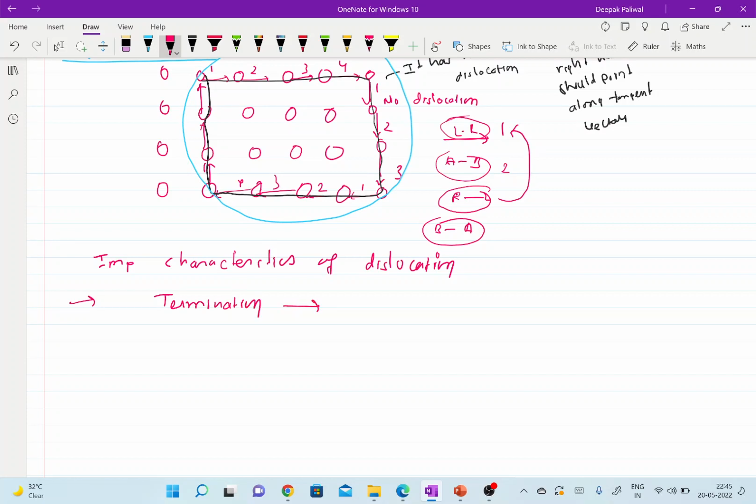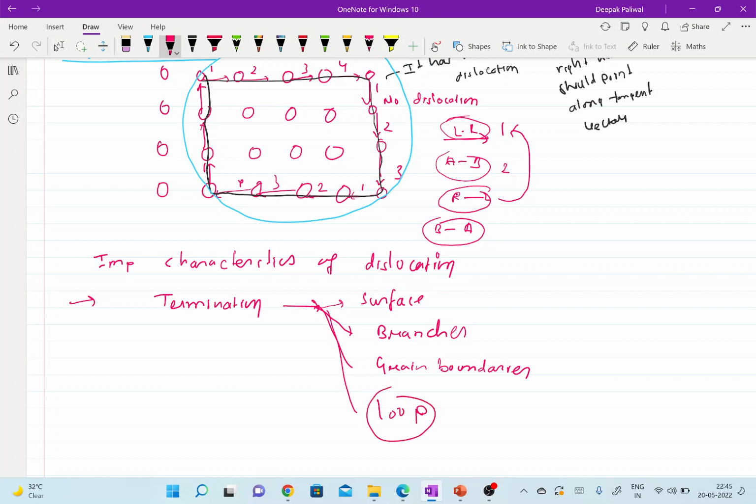Dislocation always terminates at the surface. Dislocation never terminates within the material or within the crystal. It always terminates at the surface, or it will form branches, or it will terminate at the grain boundary, or it will form a loop. We will discuss various dislocation loops like glide loop and prismatic loops.